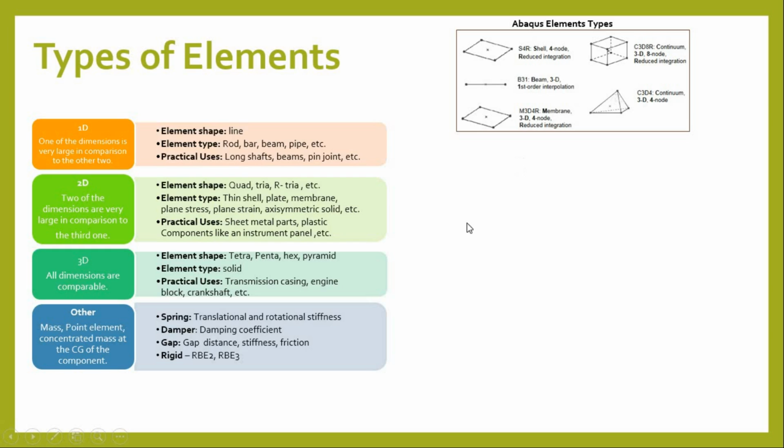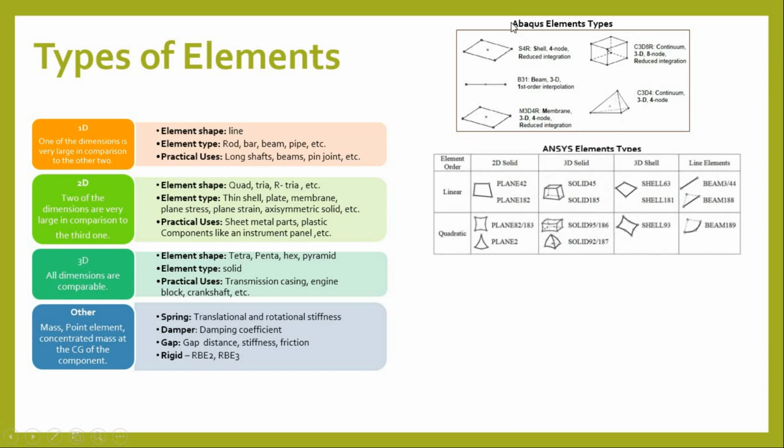So there are two major software packages widely used in the market, Abaqus and ANSYS. In Abaqus you can have an element type designation like S4R, shell 4 nodes reduced integration; B31, a 1D beam element, 3D first order interpolation; and M3D4R, membrane 3D 4 node reduced integration. The 8 noded reduced integration brick is defined by C3D8R. When it is a tetra, it is C3D4. These are the major element types used in the Abaqus element library.